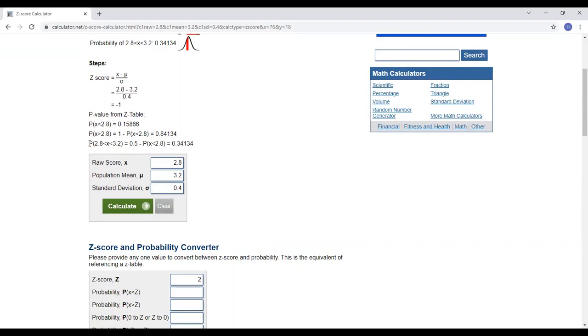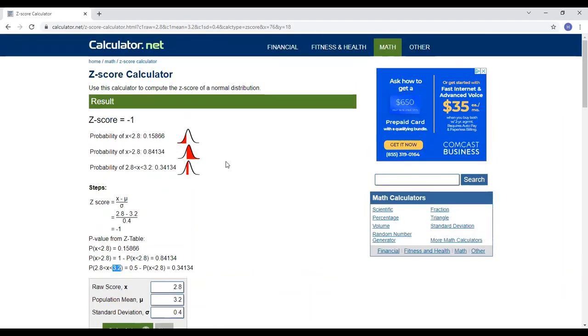Here it also gives you the area between your score, 2.8, and the mean. If you want to see the proportion or the probability of rides lasting between 2.8 hours and 3.2 hours, it is actually 34.13%. But we don't need this piece of information. We need this. Well, here it is.